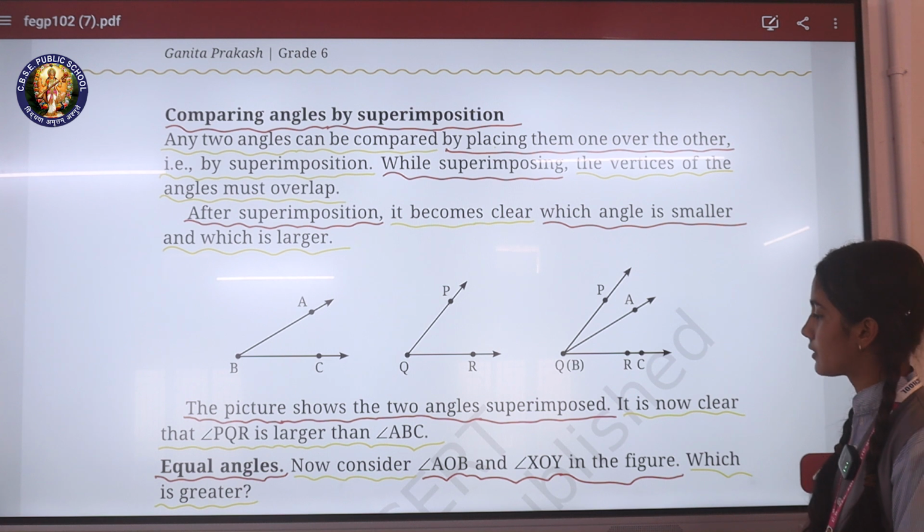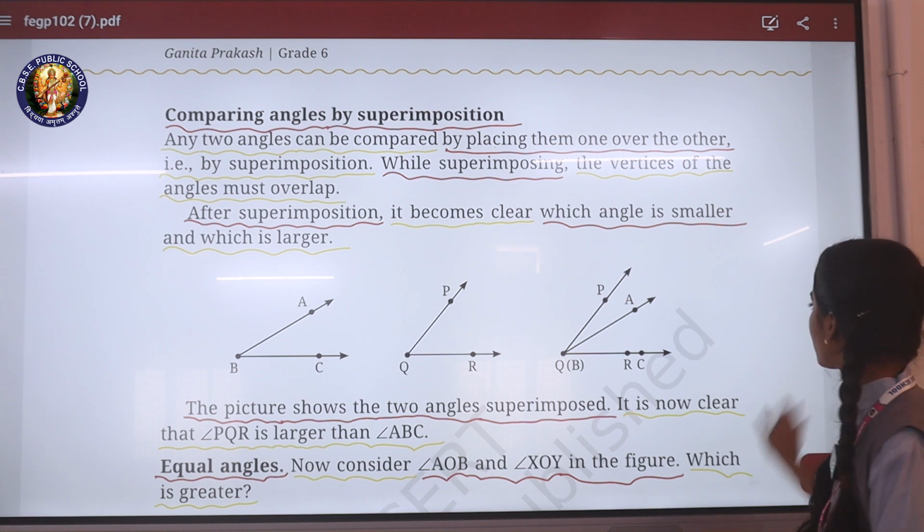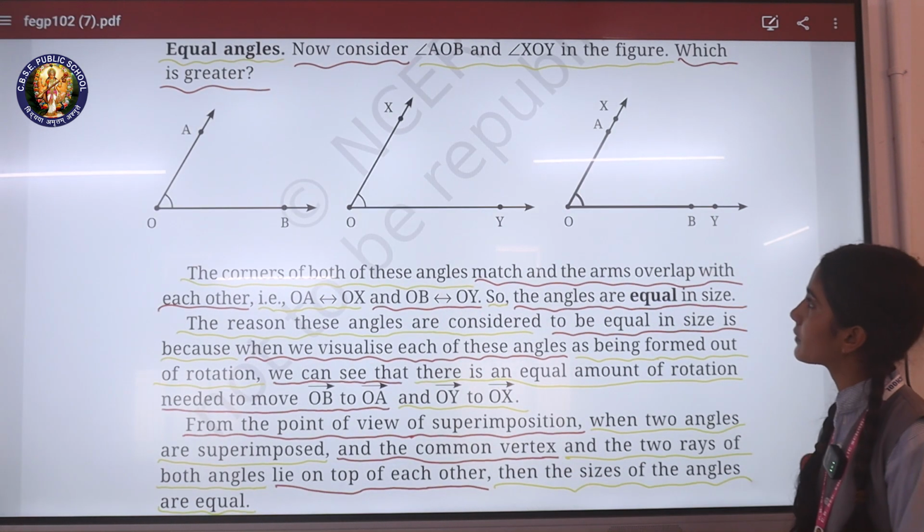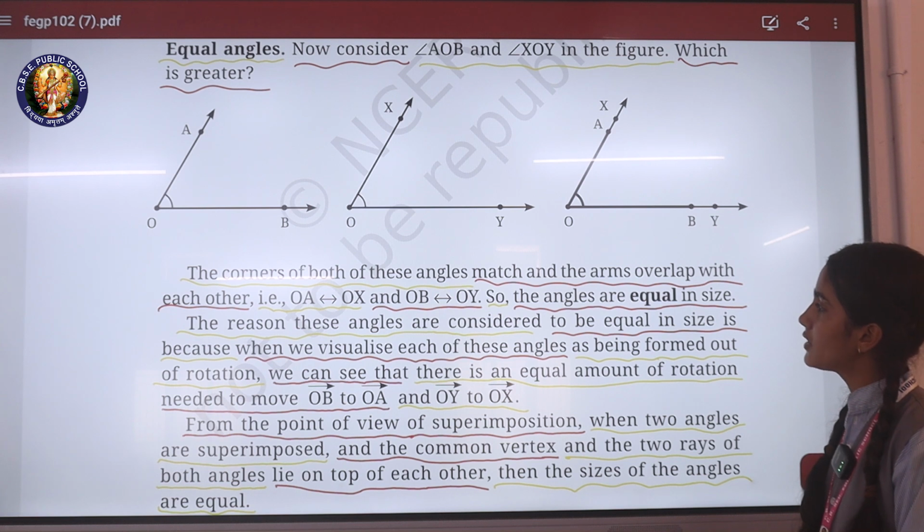Equal angles. Now consider angle AOB and angle XOY in the figure. Which is greater? The corners of both of these angles match and the arms overlap with each other.